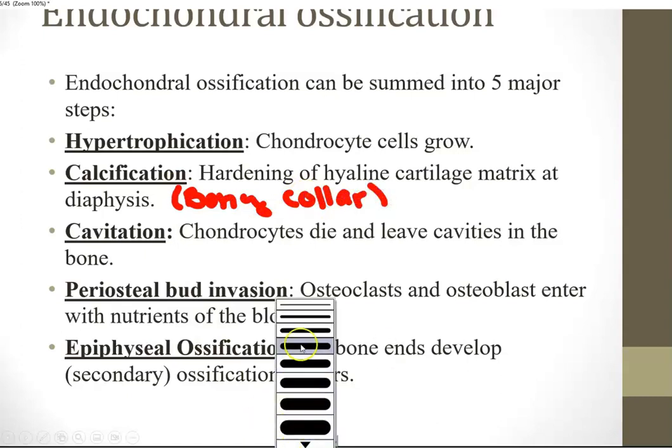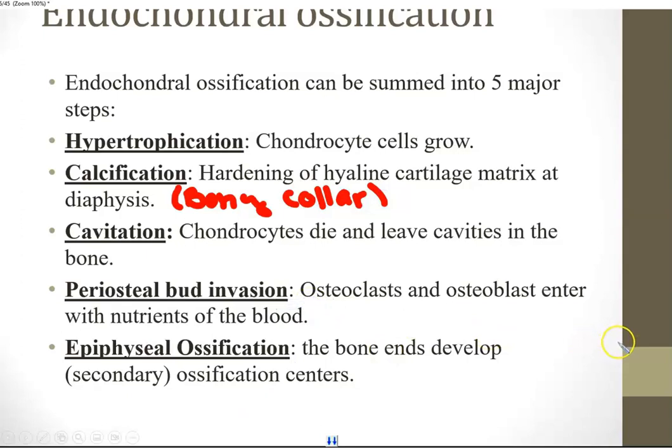I need to not be so big in my thing. Bony collar. So the bony collar goes around that diaphysis, and then all of a sudden we start to see the chondrocytes die, which is called cavitation, which is making that cavity. As they die, then that periosteal bud breaks through, and that brings in the osteoclasts and osteoblasts to bring in the nutrients for those cells that are dying. Unfortunately, they arrive too late, but the osteoclasts and osteoblasts don't care. They start breaking down bone, and the clasts start cleaning up.